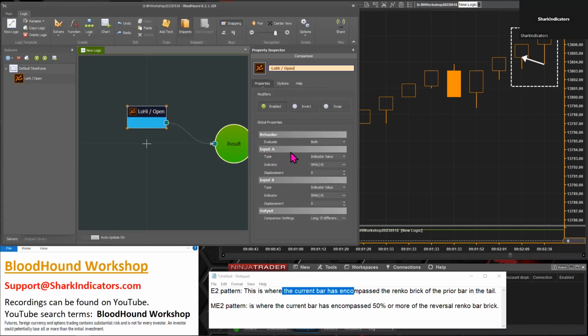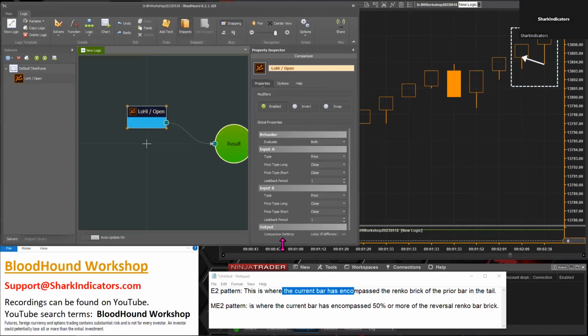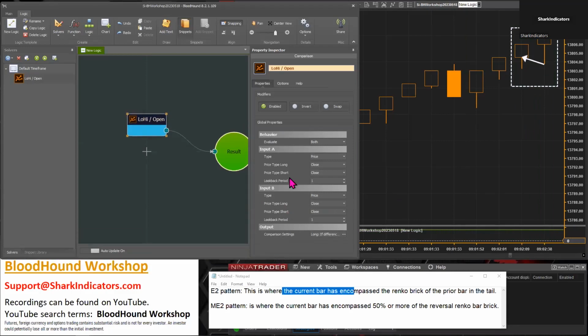So let's see here. So input A, that'll be the current bar's low or high price. So we're going to switch the type over to price. Same with input B, we want the price there as well. Scoot that down. All right, so input A is either going to be the low or the high. So for a long signal, in other words, if the bars are going up, we're comparing the low price. There we go. So for short, it would be the opposite, which would be the high price, to the open. So input B is going to be the open for both.